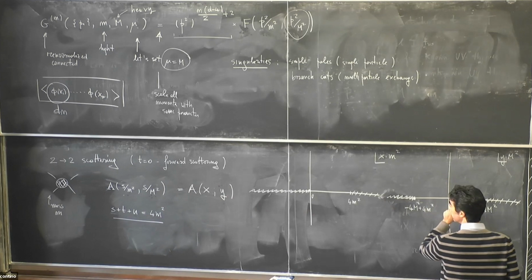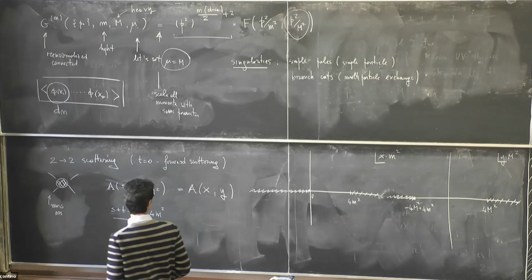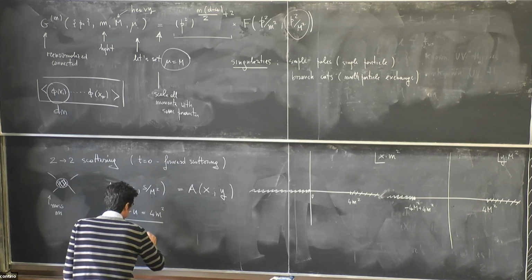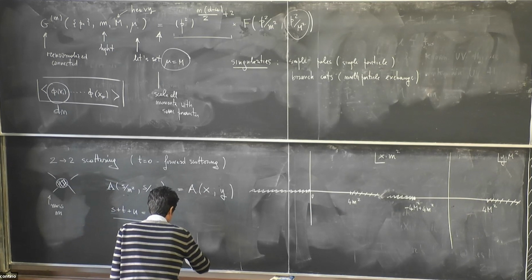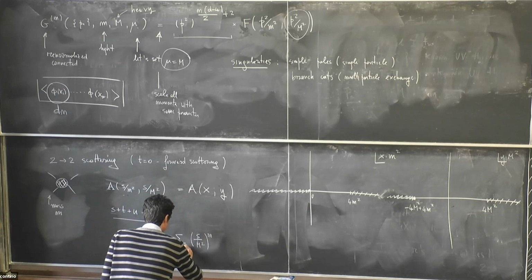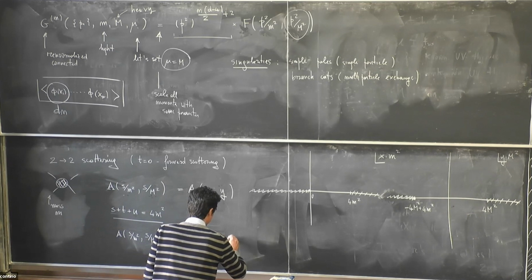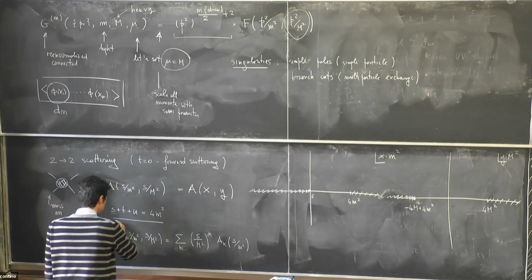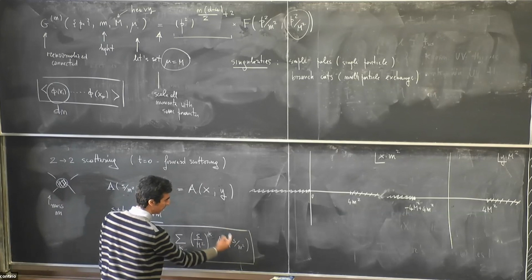So we can Taylor expand in the second argument, which means that if you want A of S over M squared, S over capital M squared, this can be written as the Taylor expansion in S over capital M squared, times some coefficients which are all functions of the light masses. And this form is the one that I want to match with the effective theory.